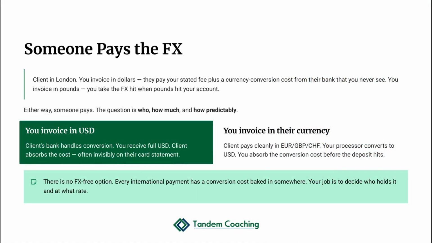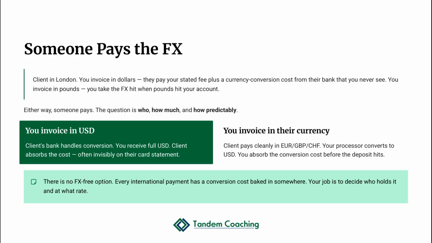Someone pays the FX cost on every international transaction. That part is non-negotiable. Client in London. You invoice in dollars. They pay your stated fee plus a currency conversion cost from their bank that you never see on your side of the transaction.